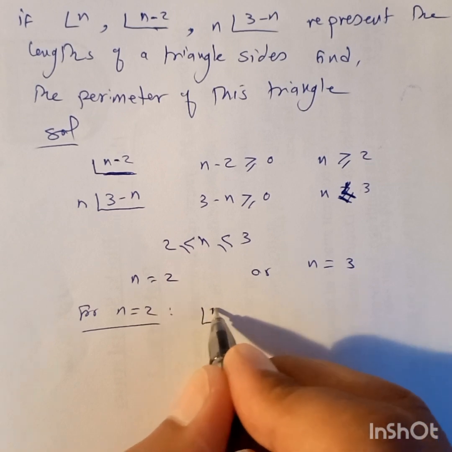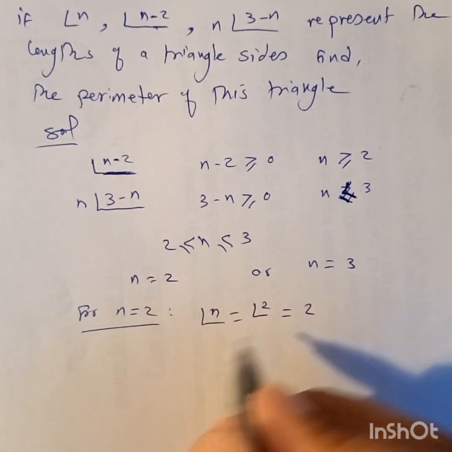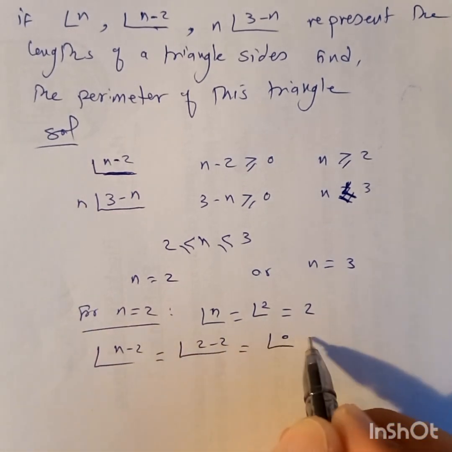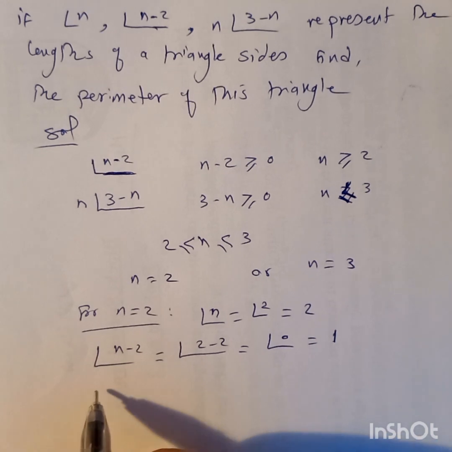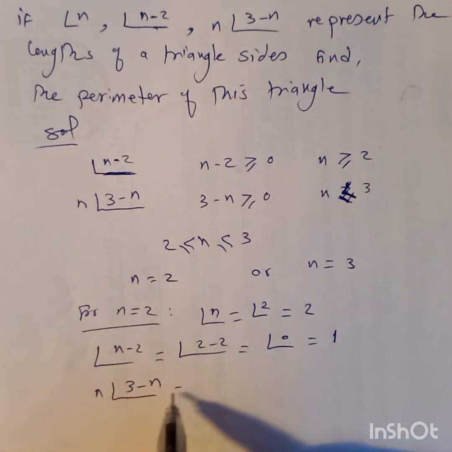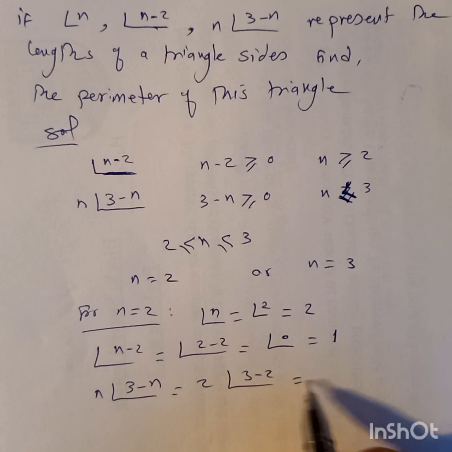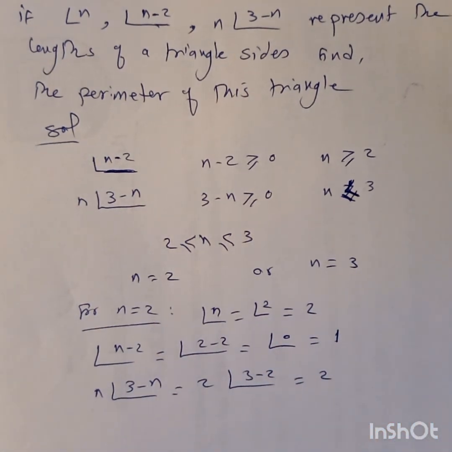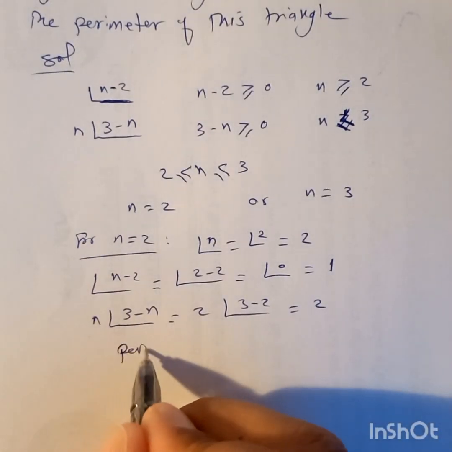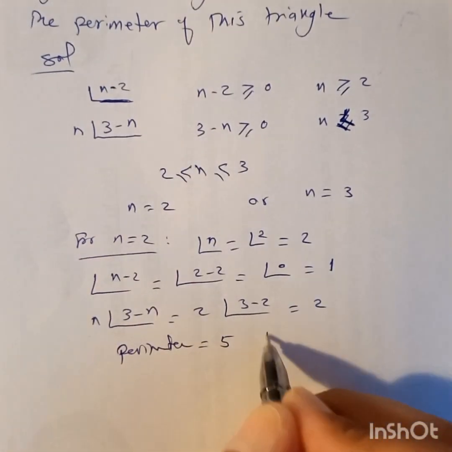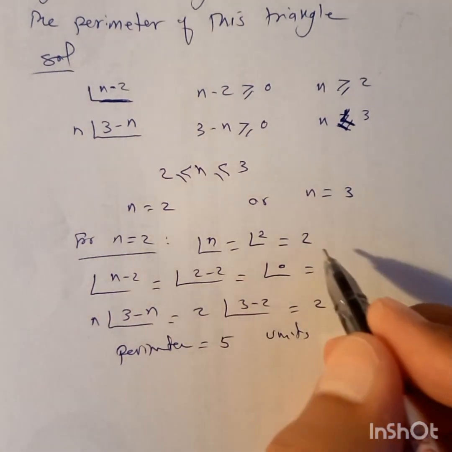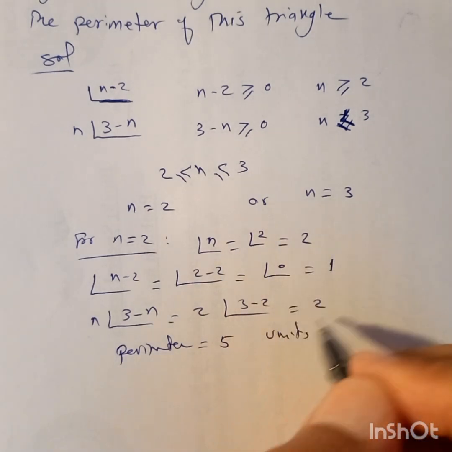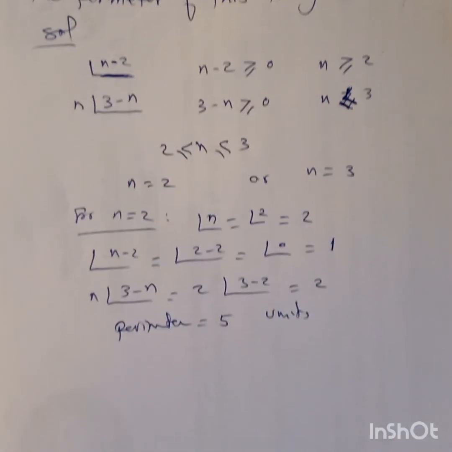We have factorial of n equals factorial of 2 equals 2. And we have factorial of n minus 2 equals factorial of 2 minus 2, then factorial of 0 equals 1. Another one, we have factorial of 3 minus n equals factorial of 3 minus 2, which is 1. Then the sides are 2 units, 1 unit, 2 units, so the perimeter in this case equals 5 units. And you have to check that the sum of the lengths of any two sides is greater than the third one, and this is satisfied in this case when n equals 2.